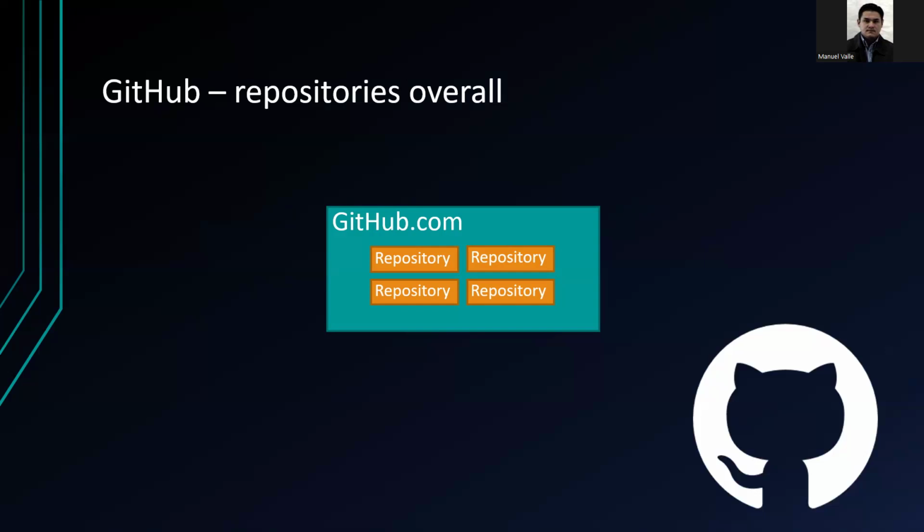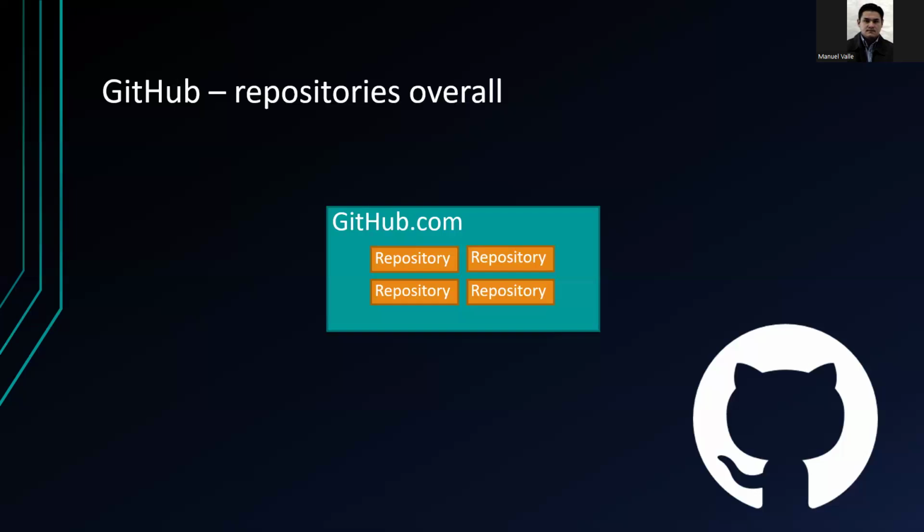So let's say I'm creating a system that handles a point of sale or something like that, then you create a repository for your point of sale. You can create a repository for your API, and then you can start working on your local computer, doing the changes, and upload those changes into the branch that is inside a repository.